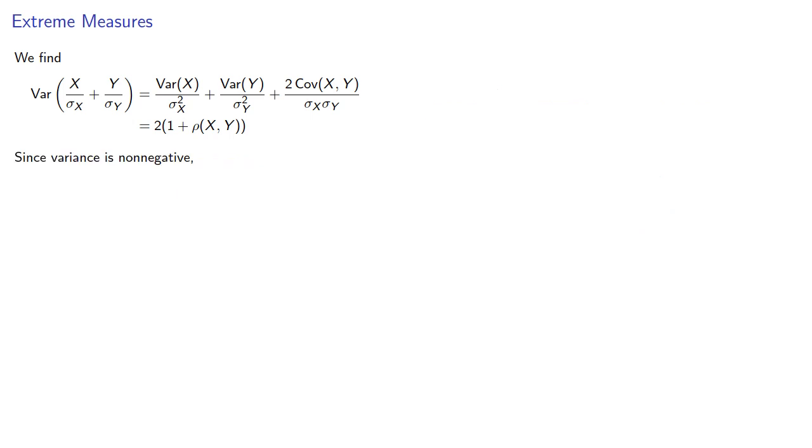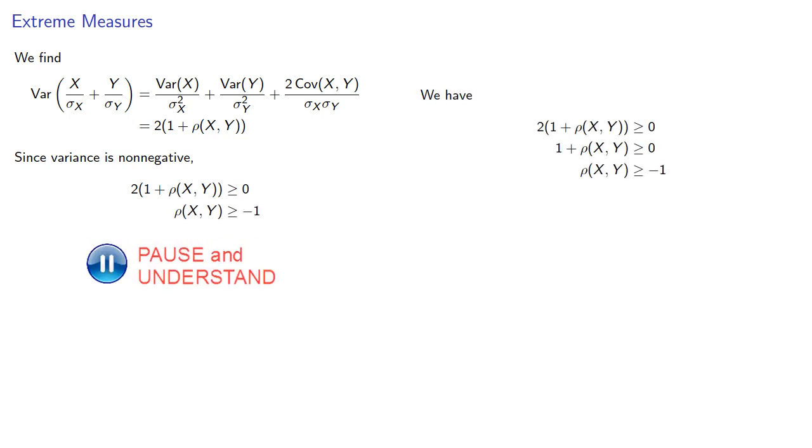Now, variance is always going to be non-negative, and so this expression has to be greater than or equal to 0, and so we find the coefficient of correlation must be greater than or equal to -1.